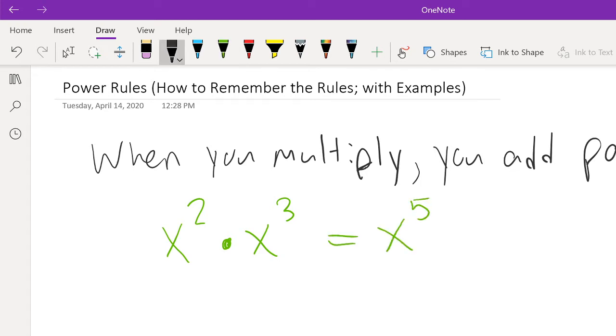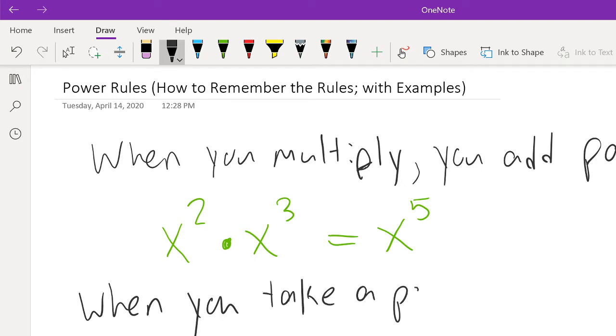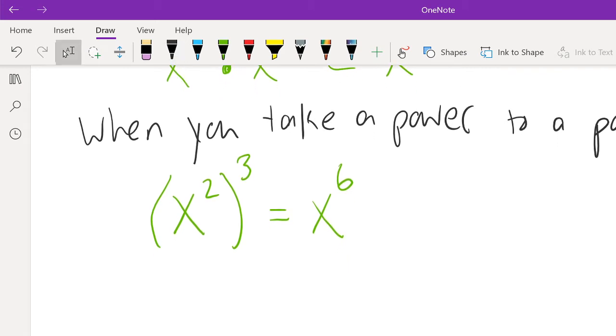Right? So another rule is when you take a power to a power, you multiply. So for instance, let's say I have x squared to the third power. So now I'm going to multiply the powers. Instead of taking 2 to the third power, I just do 2 times 3, which is 6. Right? So 2 more rules.